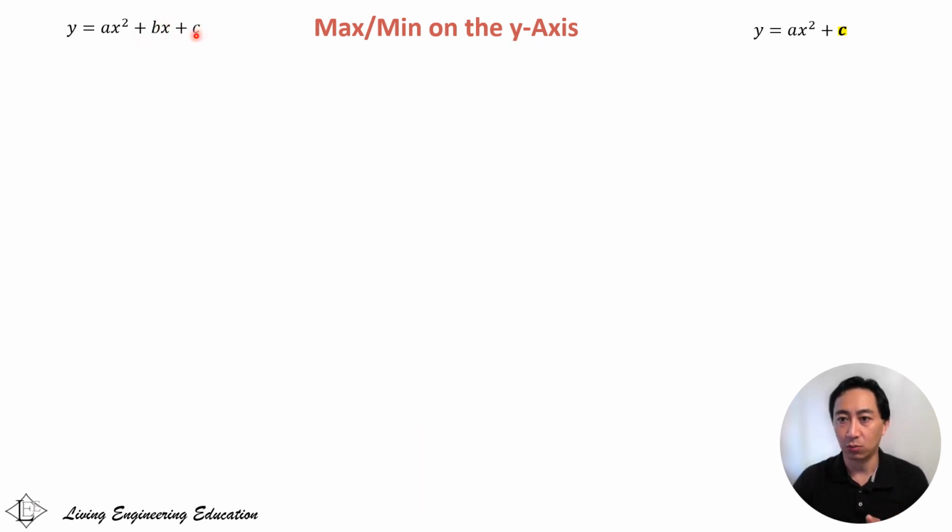But your c term will not go to 0, and we'll look at what happens to this c term by looking at some graphs again.